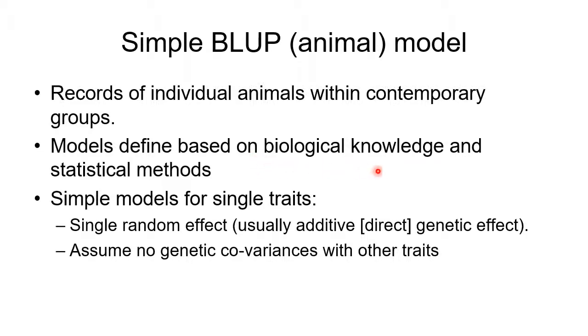So based on the biological knowledge and also with some statistical tests, we will convince the user of a model, whether that effect will be included in the model. So a simple model for single traits will have a single random effect, like I said, usually an additive, or what we also sometimes call a direct genetic effect. And we also assume that there's no genetic covariances with other traits.